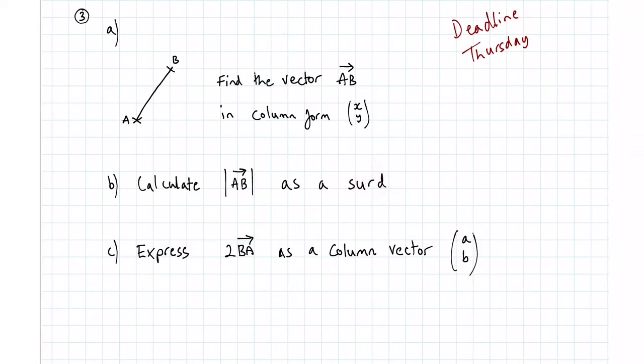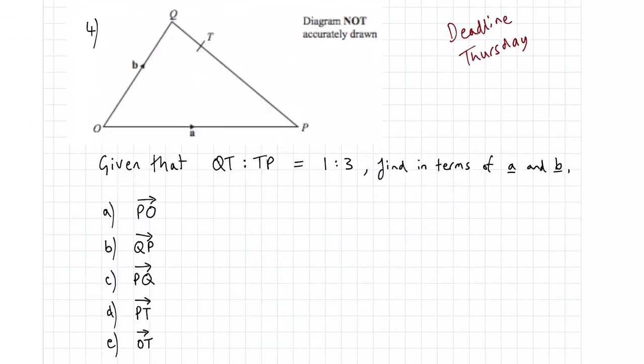On to question 4. Now this is the second part of the vectors topic, that more difficult aspect, particularly when we've got a ratio of 1 to 3 on this line here. I gave you this clue in class as well, it is nothing to do with thirds. This ratio 1 to 3 is to do with quarters, so just be careful with that. And you've got to work out, in terms of the vectors A and B, these individual vectors here, simplifying them where you can.